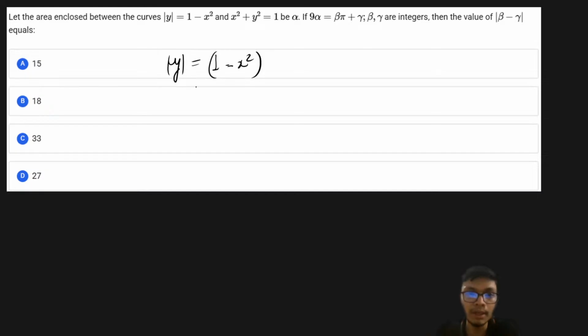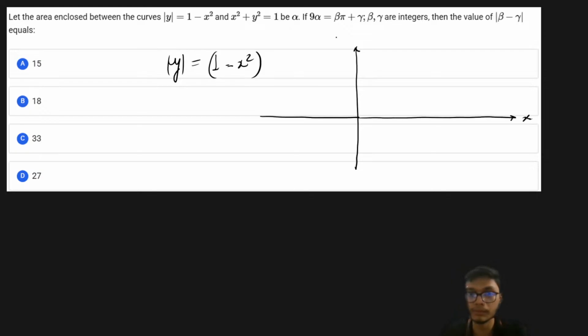So here you have mod of y is equal to 1 minus x square. So let us try to first plot the graph of y is equal to 1 minus x square, right? So y is equal to 1 minus x square is simply a graph of a parabola, right? With roots at minus 1 and 1, and it will be opening downward, right?